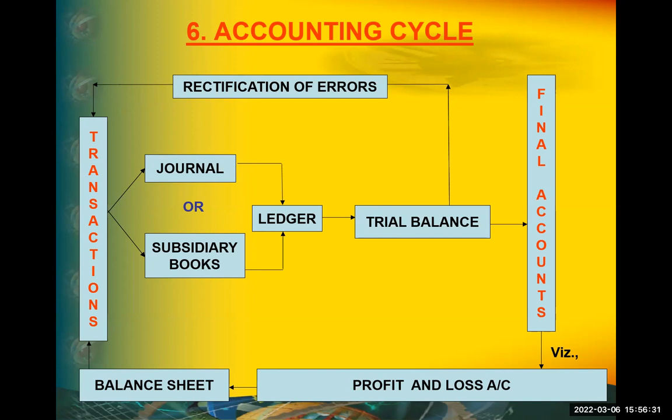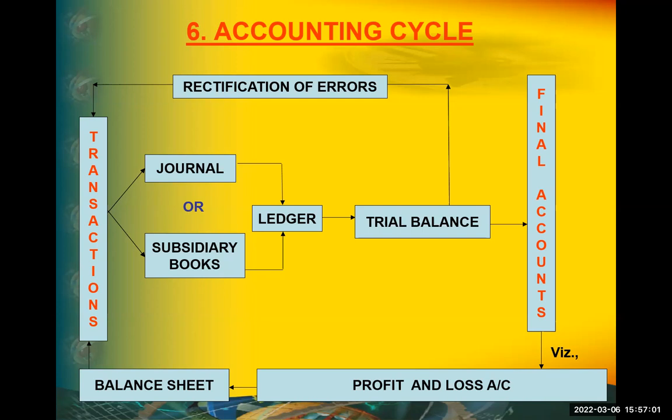First one is the purchase book, sales book, purchase return book, sales return book, cash book, bills receivable book, bills payable book, and journal proper. So 8 are there, 7 plus 1. The 8th one is nothing but the journal. In addition to the subsidiary books, if we maintain one more book called the journal, that's called journal proper.